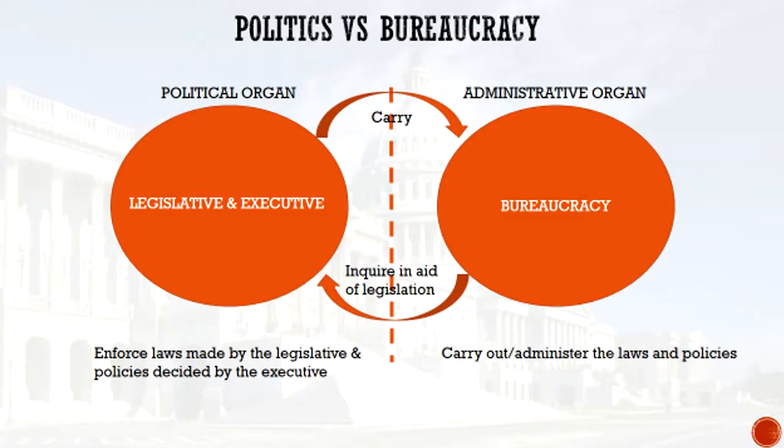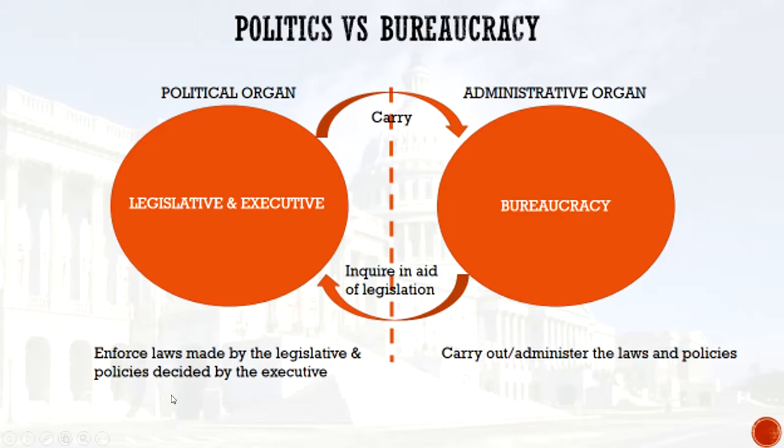First, just a refresher, since I have provided this slide in a previous video lecture entitled Introduction to Bureaucracy. We have to define or distinguish politics and bureaucracy. We identify that there are two organs of the government, the political organ and the administrative organ. The political organ is composed of your legislative and executive. Its function is simply to create laws and enforce the laws.